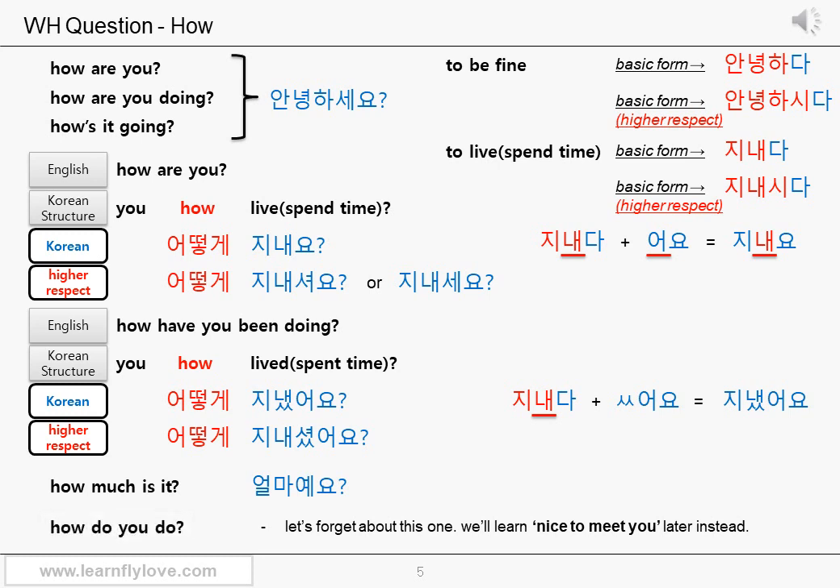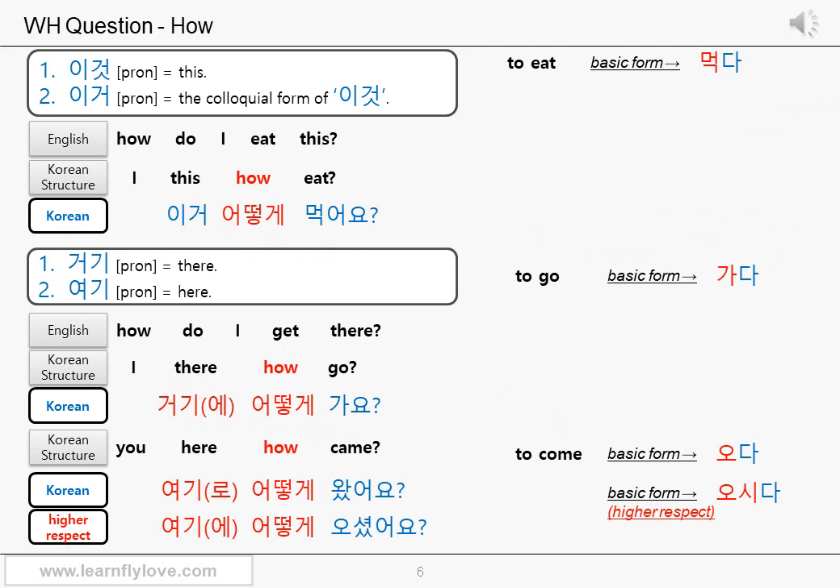How about how do you do? As you assumed, Koreans don't use this greeting. Maybe Koreans use nice to meet you instead of how do you do. From time to time, we'll learn about this next time. Let's take a look at a couple more examples and finish this lesson.